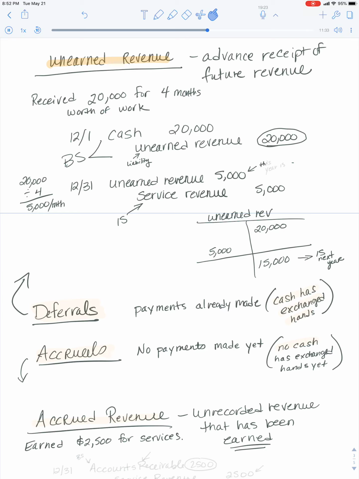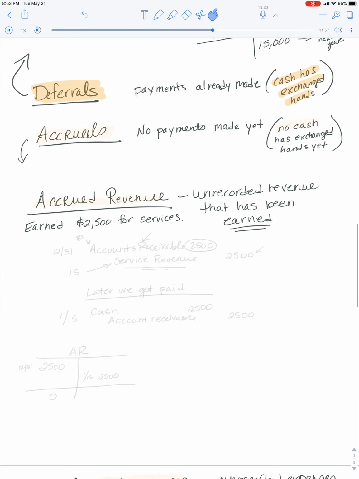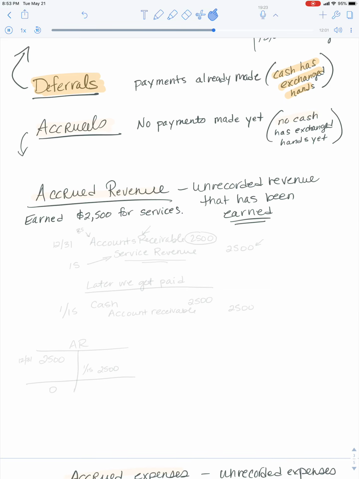So these first 2 examples, prepaid expenses and unearned revenue, are when the cash has already exchanged hands. And these are called deferrals, when the payment is already made. So those were the first 2 types of adjusting entries. Deferrals.